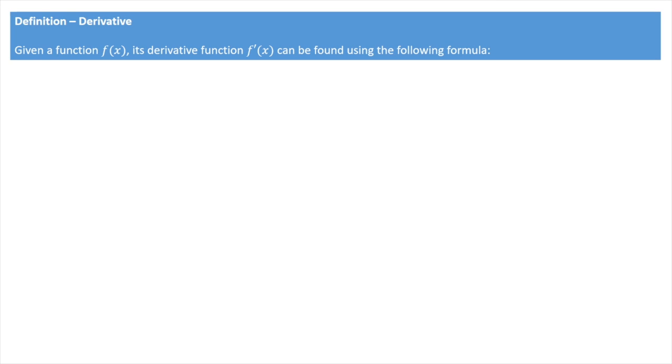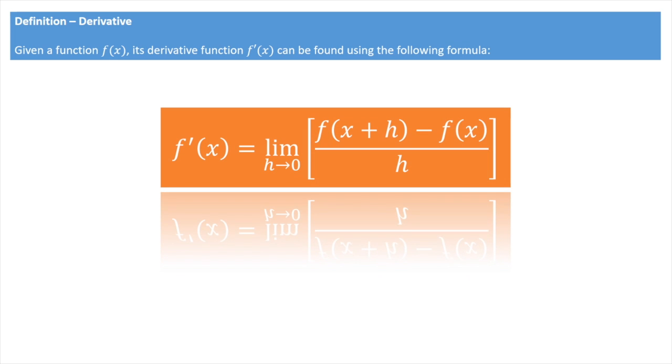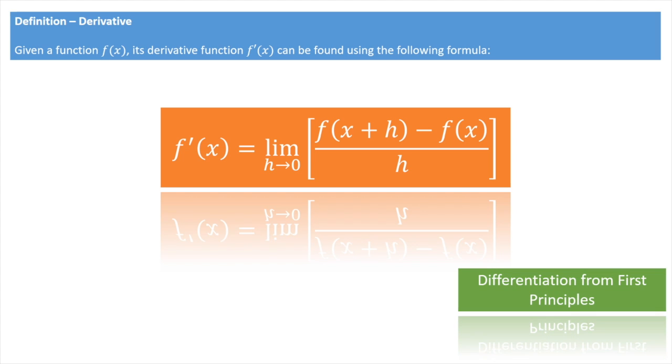In summary, given a function f of x, its derivative function f dash of x can be found using the formula f dash of x equals the limit as h tends towards 0 of f of x plus h minus f of x over h. When we differentiate a function using this formula, it is known as differentiation from first principles. Now that we've seen how this formula is derived, we're going to move on and actually work through some handwritten examples to see how to use this formula to find the derivative of a function. I hope that helps.